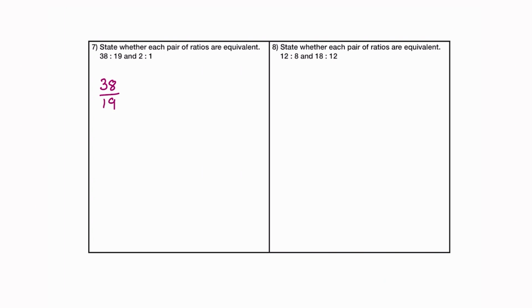38 over 19. So this can be written as 19 times 2 and 19 times 1, which means 19 is out, and therefore that's 2 over 1. And the second ratio is 2 over 1. So they both are equal, and hence these are equivalent ratios.